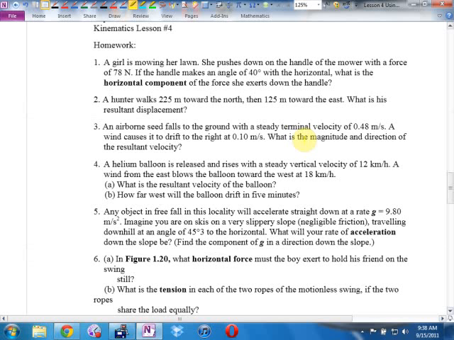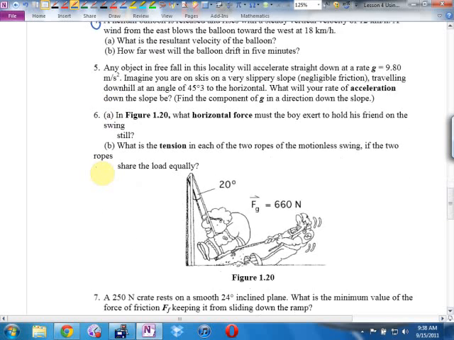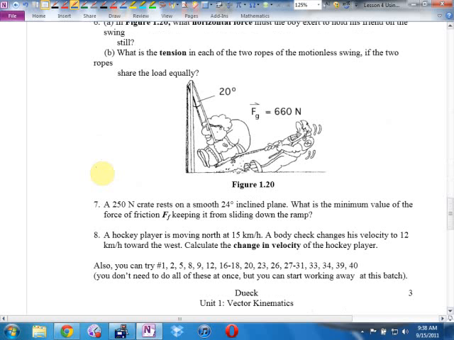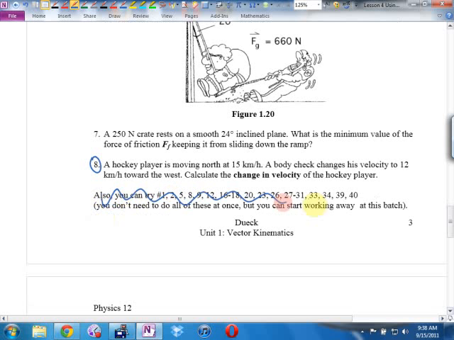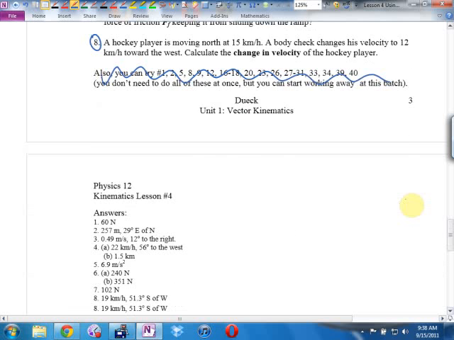So I haven't reviewed finding components. I'm kind of hoping you remember, but if not, I'll talk about it next class. But try number one, number two. Three is fine. Four is fine. And eight is fine. And I'm pretty sure you can scribble that out. The answers are attached. I think, yes, I hope I gave you the answers, didn't I? I think. Yeah. So there's a few questions to try. And then I have just a practice drawing sheet for you.